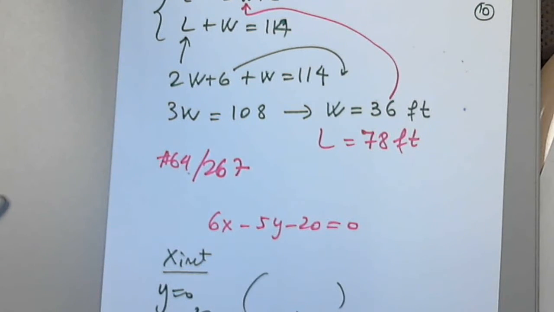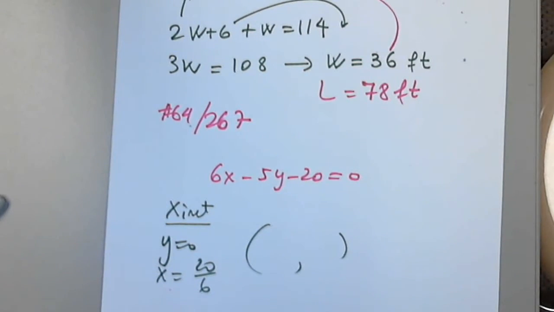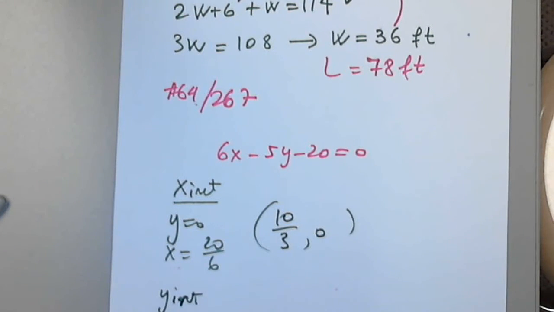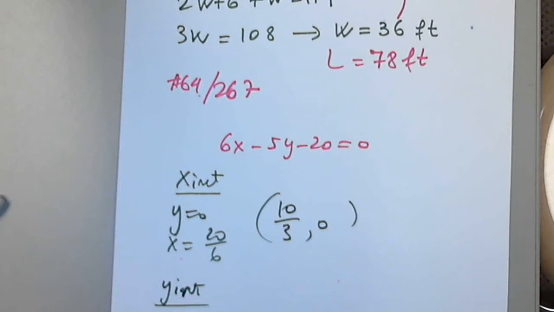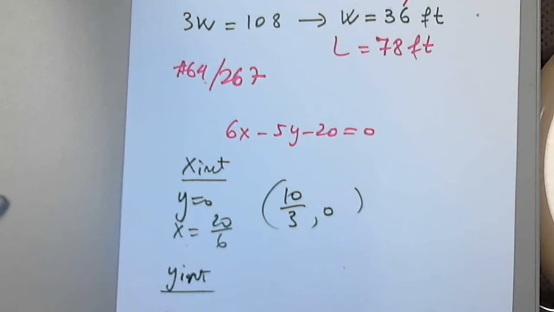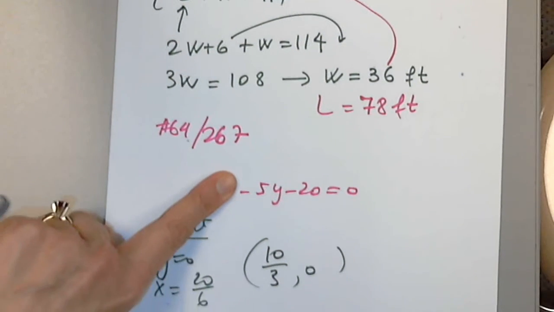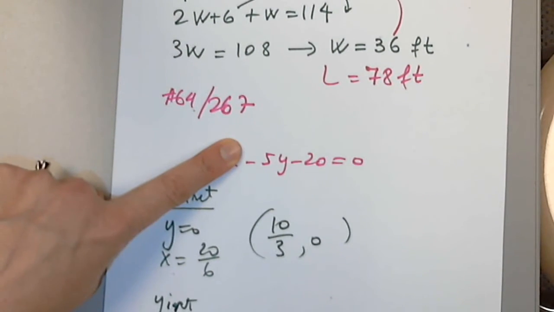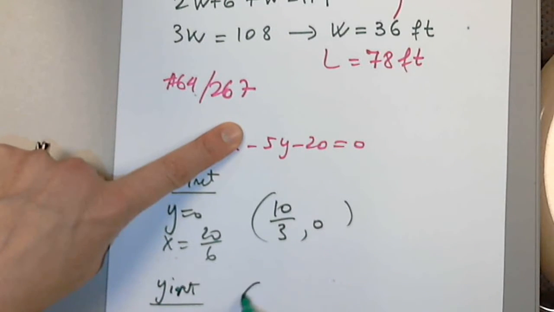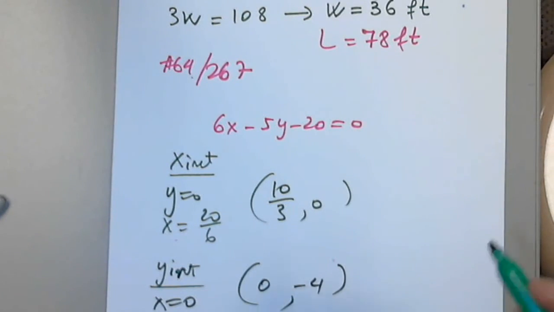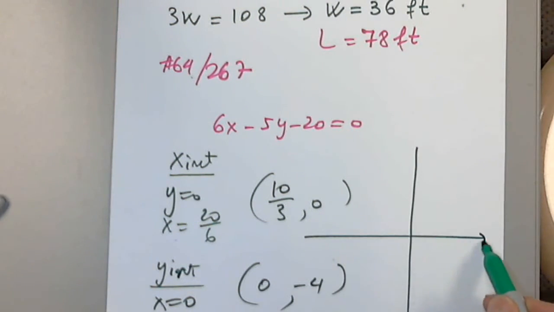Can anyone give us the ordered pair that we just determined, which is the x? 10/3, 0. Yes, indeed. The y-intercept. How do I get the y-intercept? Set x equal to 0. So I have to find y. Exactly. What is the ordered pair that we just determined? 0, -4. And here's my graph.